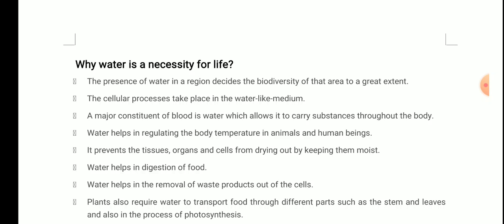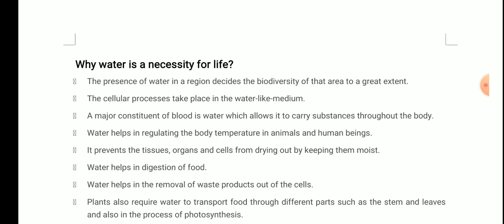Next one is water helps in digestion of food. Very important. Water helps in the removal of waste products out of the cell. Okay, it is very important. A majority of the waste that is removed from the kidneys is removed with the help of water. The urea or foreign things are removed from the body with the help of water, through the urine. So it helps in the removal of waste products out of the cell.